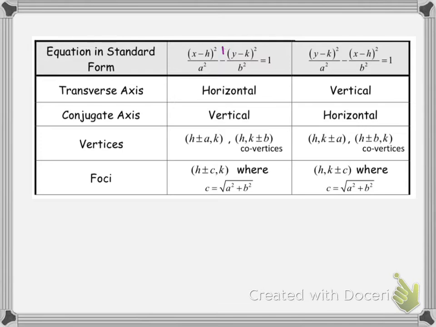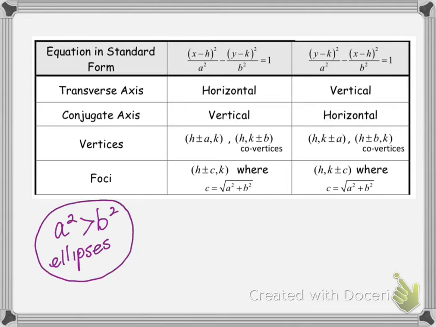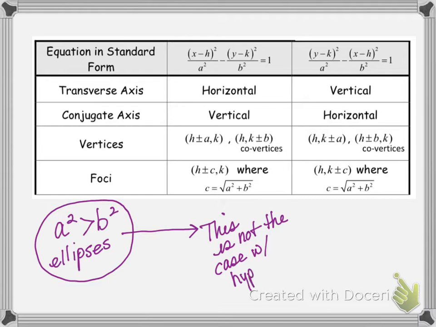What I want you to notice, though, is the following. The first thing that I would task you to do in ellipses was find a squared, right? And a squared was bigger than b squared when we worked with ellipses. So notice that I am purposely going to put this in a circle because I want you to understand that this had to do with ellipses. This is not the case with hyperbolas.